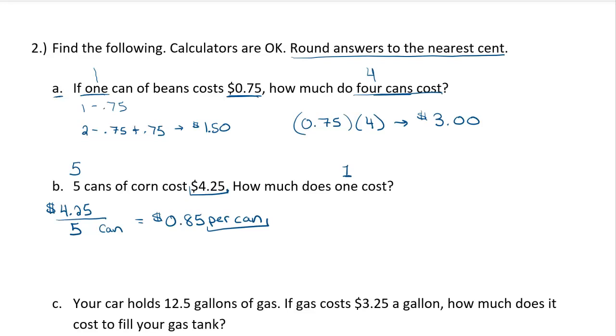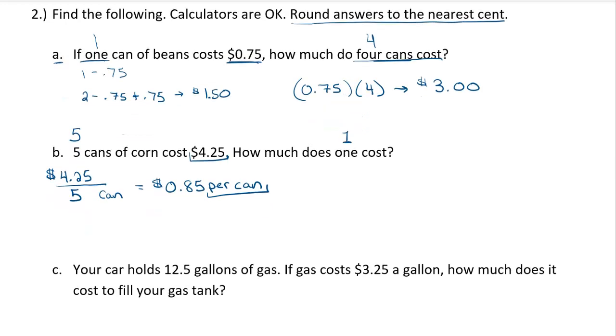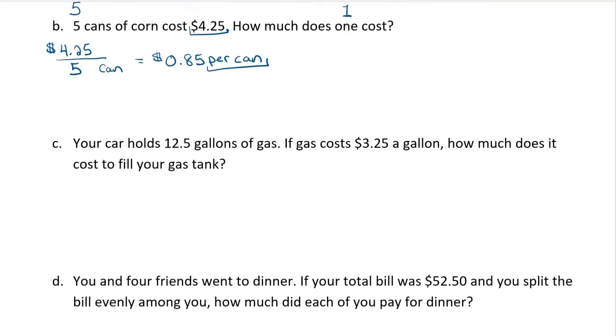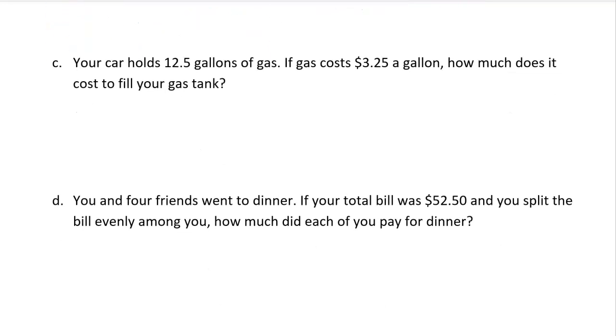Per can is important to include in your units because 85 cents doesn't mean anything, right? I mean, yeah, it's a monetary amount, but we don't know if it's linked to something. And if it is linked to something, what is it linked to? So make sure to include that detail in your units. So go ahead and try C and D by pausing the video, and then turn it back on and you can go ahead and watch what I've been doing.